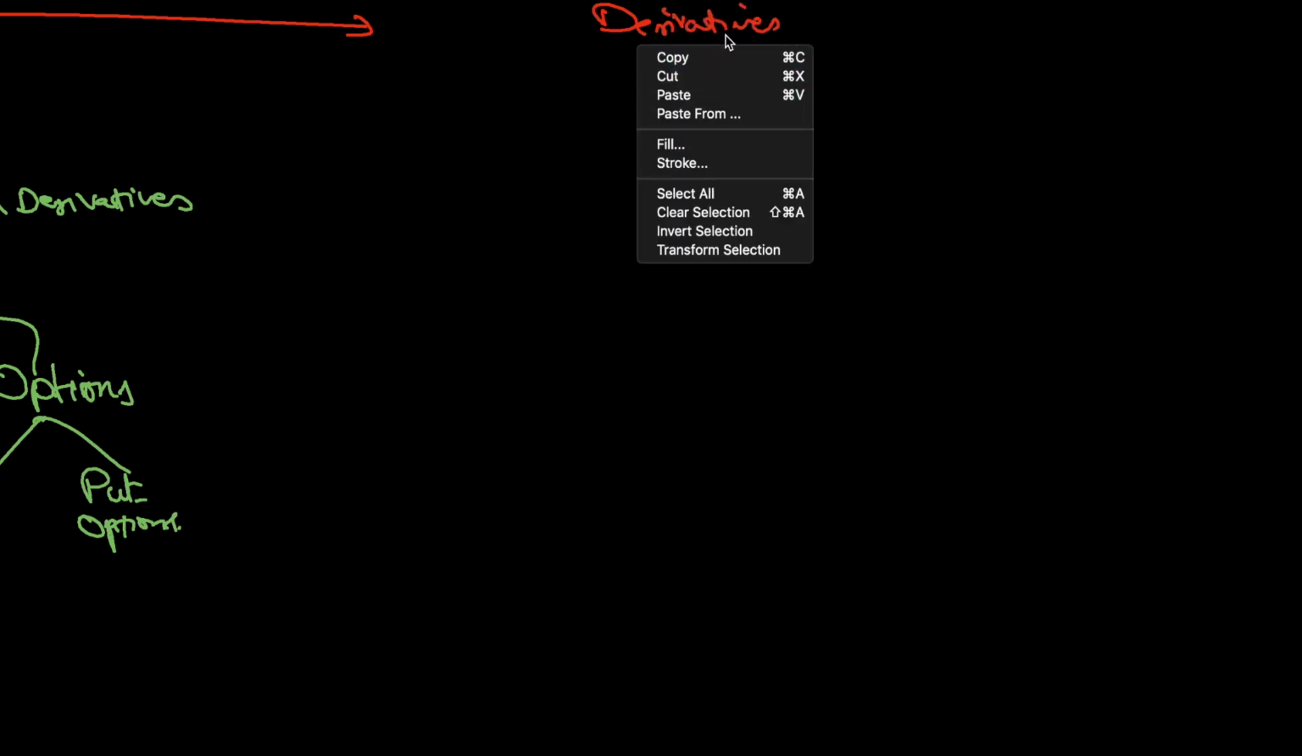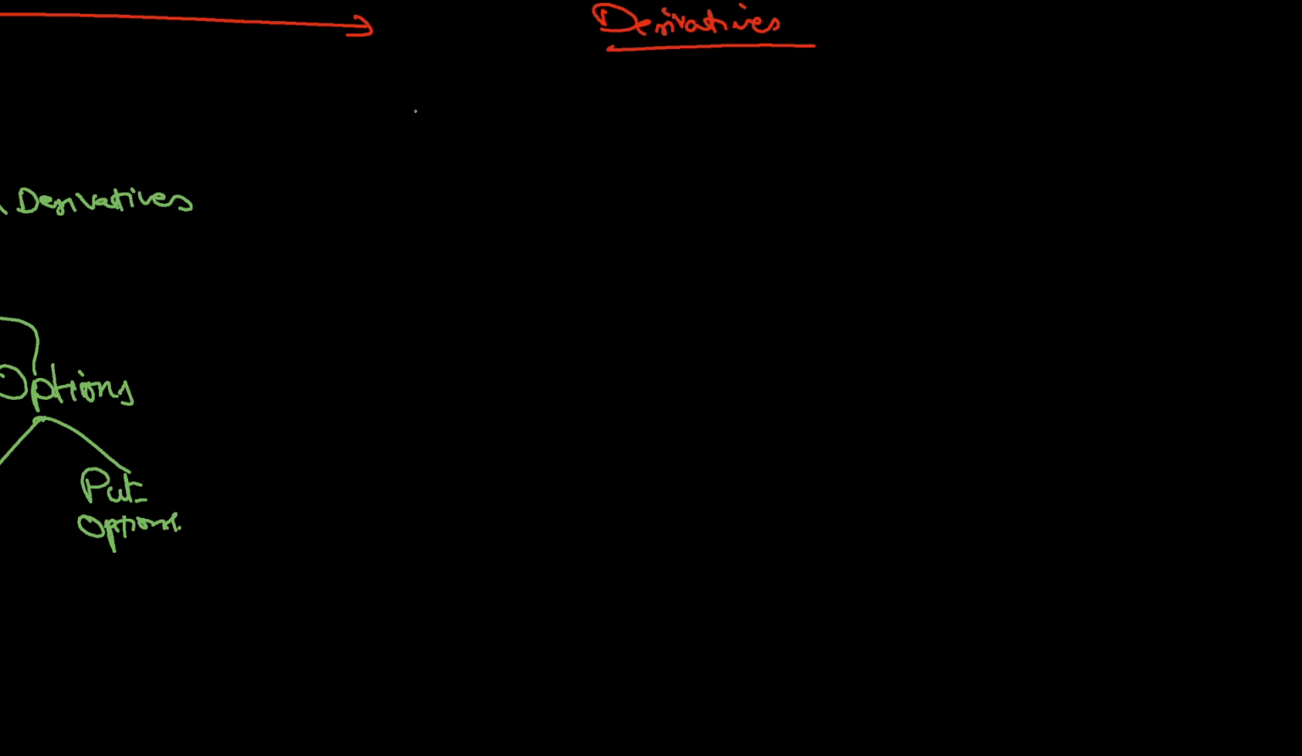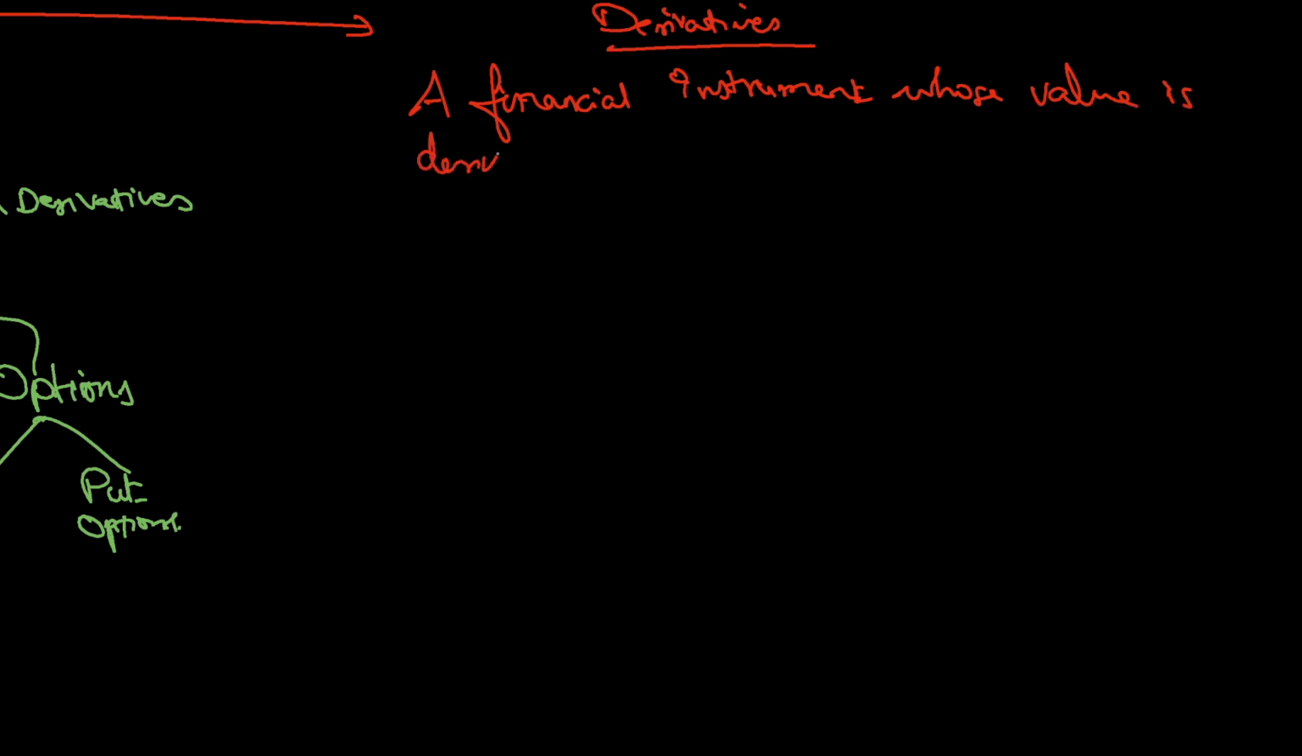Now as per the textbook definition, a derivative is a financial instrument because it has monetary value. It is a financial instrument whose value is derived. I'm underlining the word derived. Whose value is derived based on the underlying asset. So what does this mean?